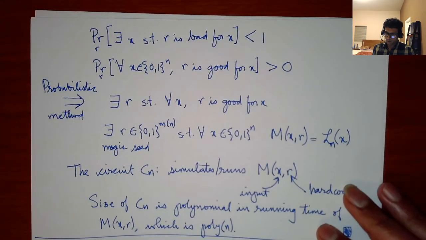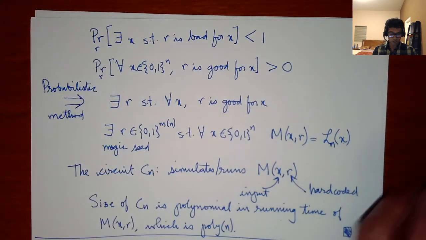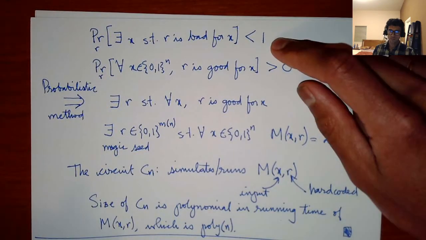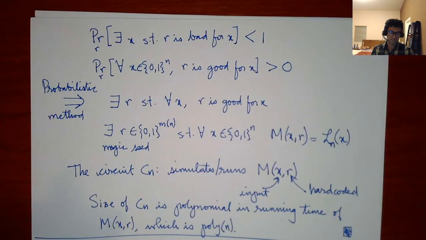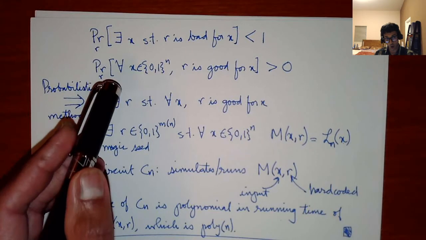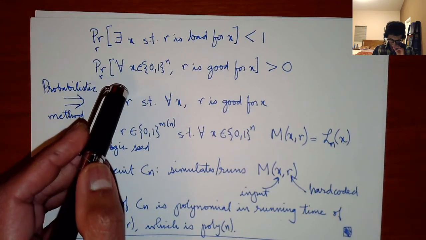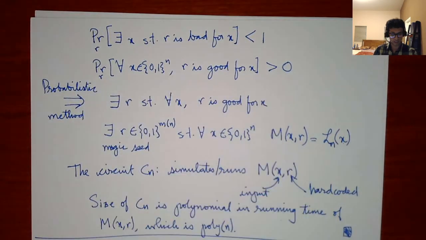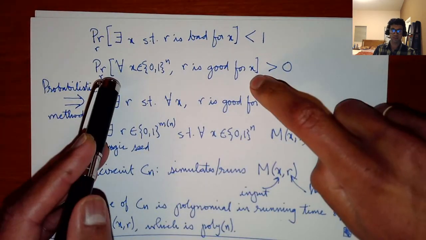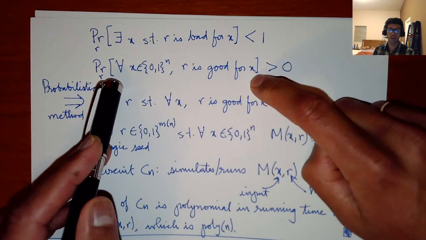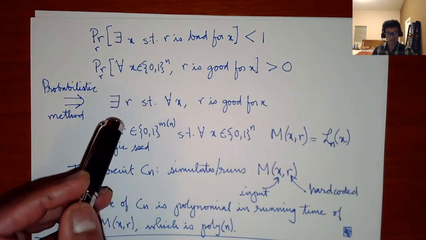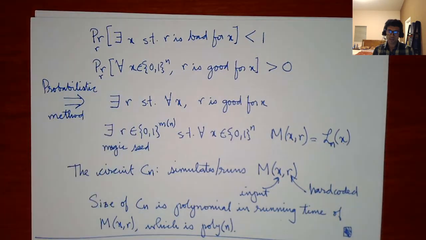Just writing that out over here: the probability over R that there exists an X such that R is bad for X is less than 1. Just taking the complement event, we know that the probability over R that for all X, R is good for X is strictly greater than 0. What this means is, if this probability is strictly greater than 0, there must exist an R for which this event happens. And what we get is there exists an R such that for all X, R is good for X.